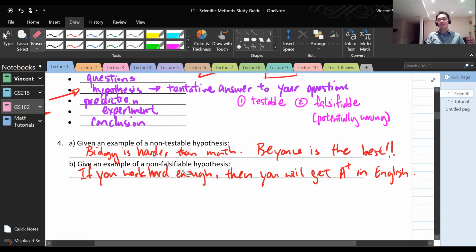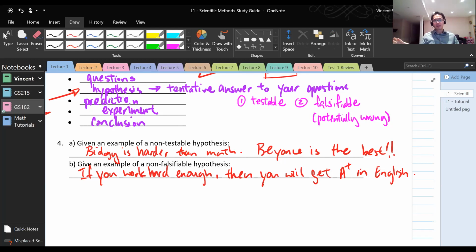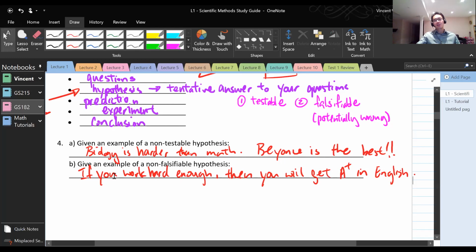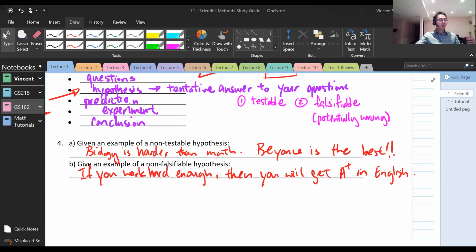Now this is a non-falsifiable statement, a non-falsifiable hypothesis. Because if I work hard and then I don't get an A+, and I come back and say, hey, what happened? Then the person could always counter and say, well, that's because you didn't work hard enough. So I can work harder, and if I still don't get an A+, they could still say, that's because you didn't work hard enough. So something like this is non-falsifiable. There's no way for it to be proven incorrect, and therefore it is a bad hypothesis. Hope that makes sense.